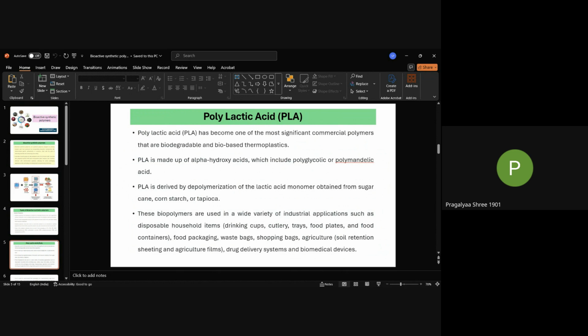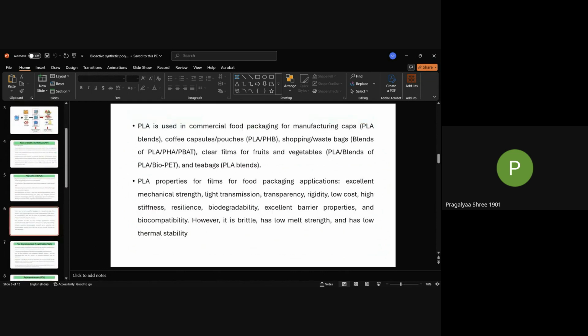These biopolymers are used in a wide variety of industrial applications such as disposable household items like drinking cups, cutlery, trays, food plates, and containers, food packing, waste bags, shopping bags, agricultural soil retention sheeting, and agricultural films, which are made from PLA only. Drug delivery systems and biomedical devices are also made from polylactic acid materials. PLA is used in commercial food packaging for the manufacture of caps, PLA blends, coffee capsules, coffee pouches, and then shopping waste bags.